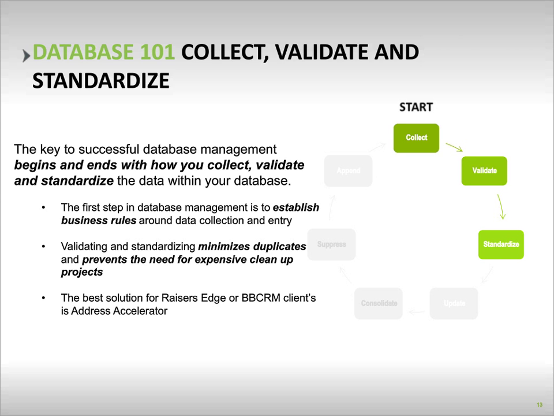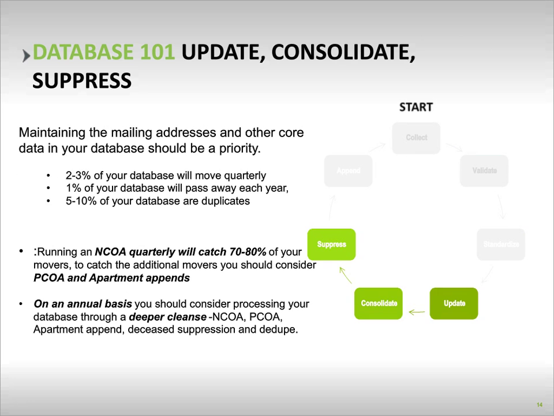The next step in the workflow here is to update, consolidate, and suppress. This is really where we start looking at doing address updates, deceased suppression, and then evaluating your duplicates. When I say update, I really mean running an NCOA service on a quarterly basis, and then on an annual basis start looking at a deeper dive. That could include the PCOA, the apartment append, and the deceased suppression. The final piece is the suppression piece, suppressing the deceased, but also suppressing any duplicates that are in your system. So you've got to make sure that you stay on top of that.